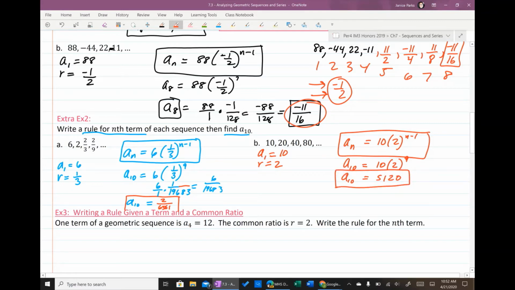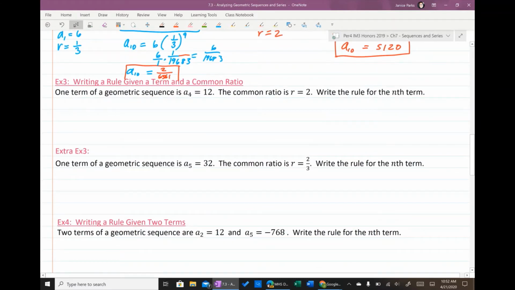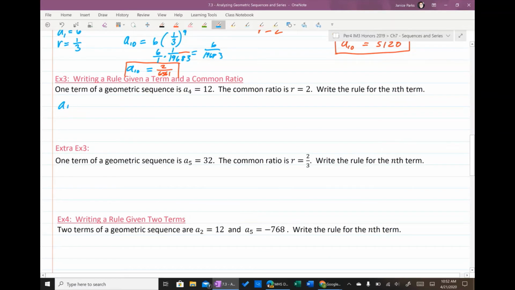Okay, next. Let's go ahead and do example 3. So in example 3, we have to write a rule, and they don't give us everything. So we need A1 and we need r. So they tell us r is 2, okay? So we already know that the rule is going to be some number times 2 to the n minus 1 power, but I don't know what the first term is yet. So in this case, it tells us that the fourth term is 12.